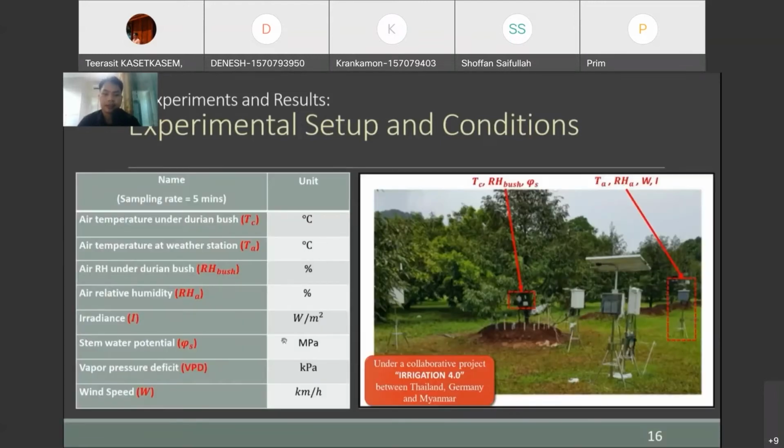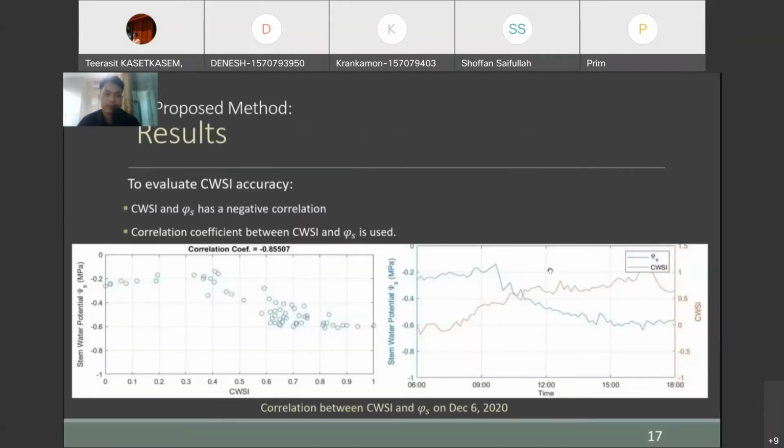And all these parameters are recorded at a sampling rate of 5 minutes. And all these are the sensors and tools to measure these parameters. So to evaluate the CWSI accuracy from our proposed method, we will find the correlation between CWSI and the stem water potential. And the figure here shows the correlation between CWSI and psi S on December 6th, 2020.